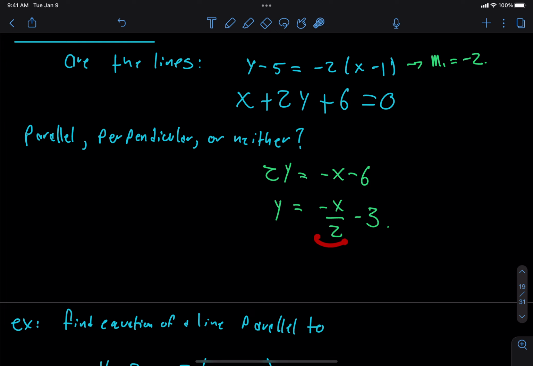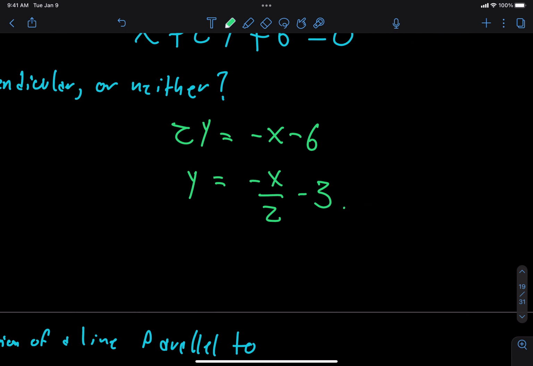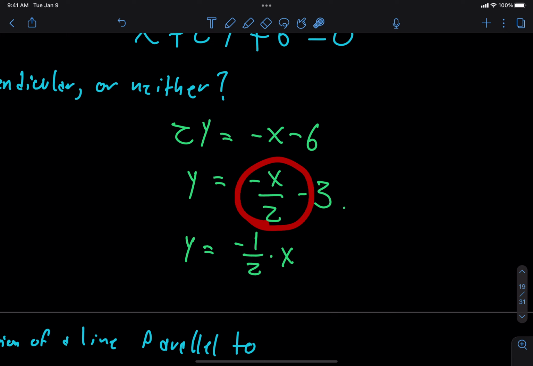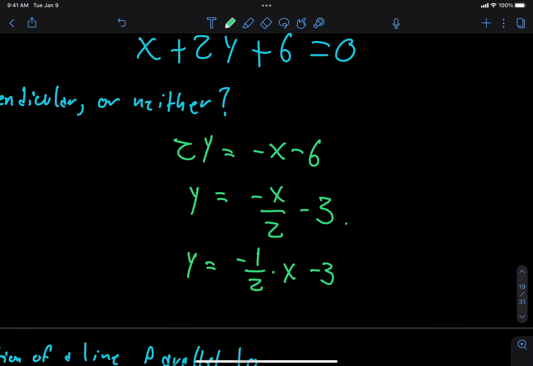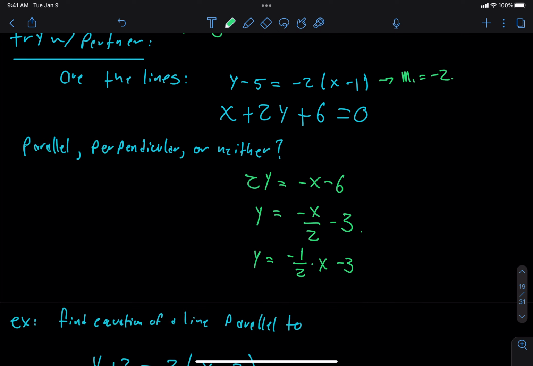So the reason I wrote it like this is because sometimes it can be a little bit tricky to see what is the slope of this line when x is in the numerator of a fraction or something like that. But what I want to remind you all is that we can always rewrite this as multiplication. So I can rewrite -x over 2. Okay, that's like dividing by -2. So I can rewrite it as multiplication by -1/2. Okay, and then I have a -3. So it looks like, in this case, M2 is equal to -1/2.